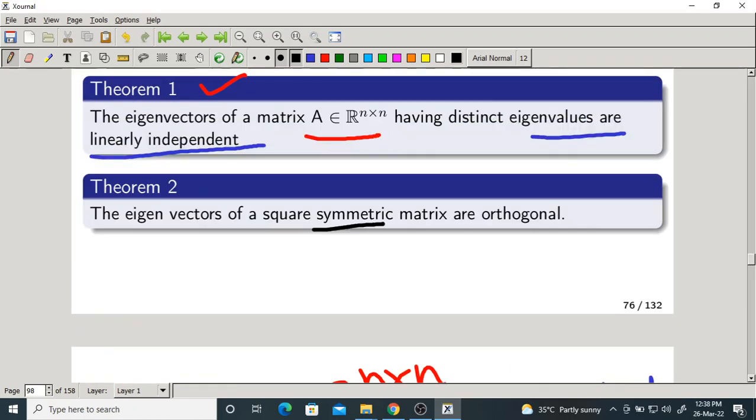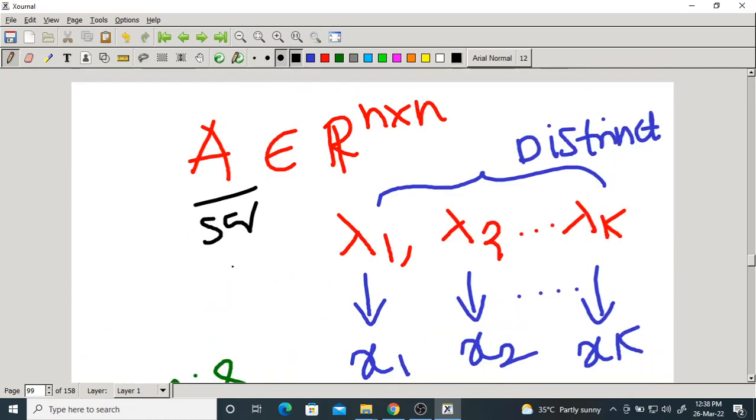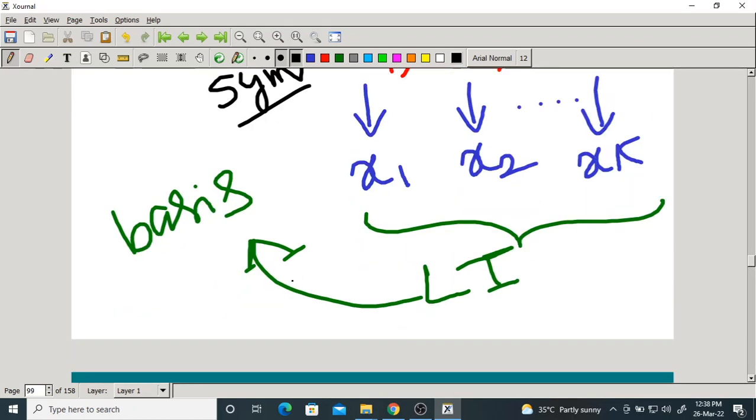If it is square as well as symmetric. What is symmetric? You know already: A transpose equal to A. If it is square symmetric, what happens? They are not only LI, they are orthogonal. Orthogonal means by default you can make them orthonormal. So in this case also they can be used as a basis.